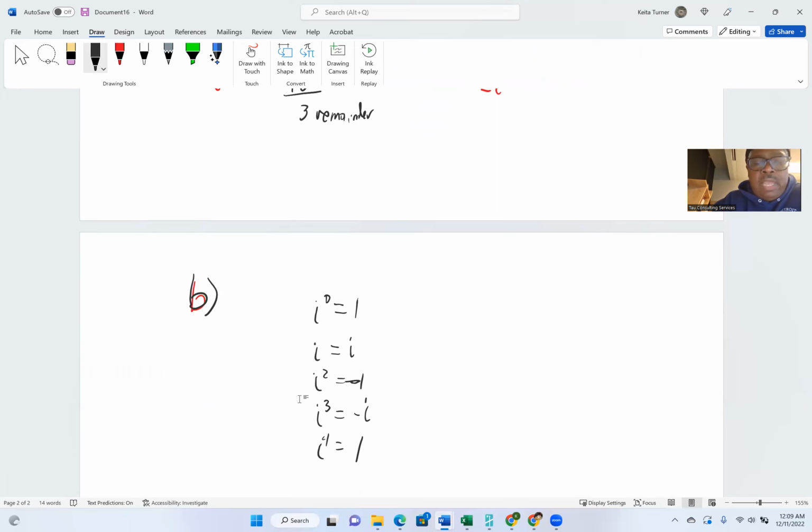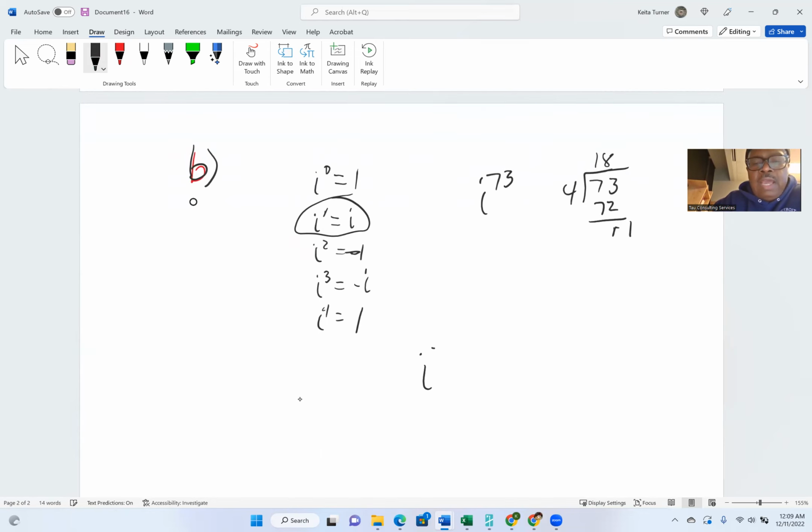Now, same thing applies: i to the 73. We put 4 into 73. We're going to get 18, remainder 1. And we go to i to the first power, we get i. All right, you have to memorize that.